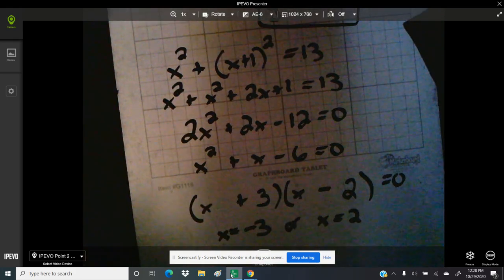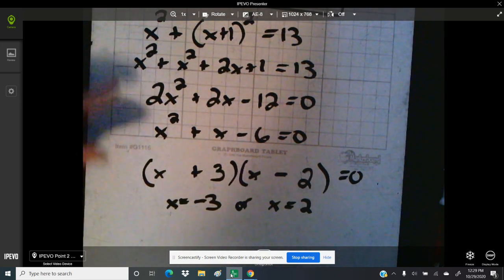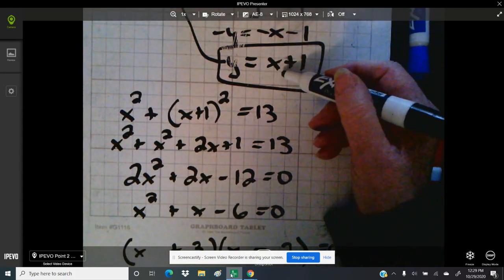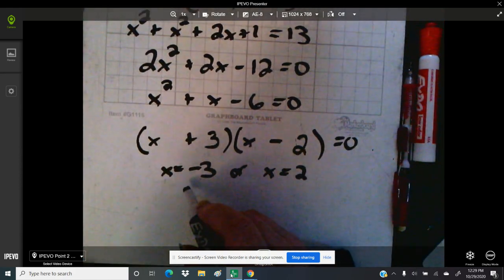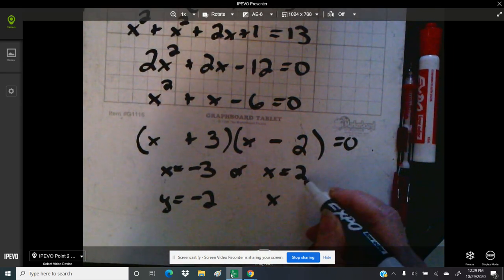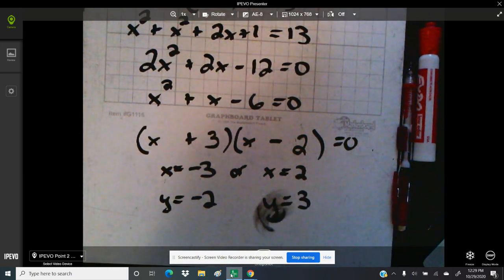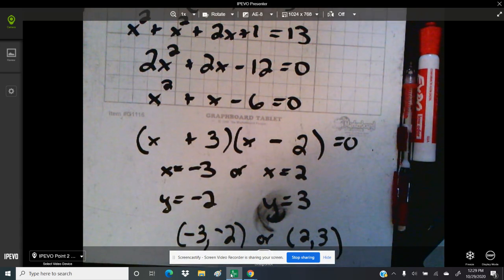But if you remember, this is a simultaneous equation, so I have not only x, but I have y. So if I go all the way back up to the beginning, I'm going to substitute x into this equation and get a y. So x plus 1, so this is negative 3 plus 1, so y would be negative 2. x plus 1, if x is 2, then y would be 3. I'm going to write my answer as an ordered pair, so negative 3, negative 2, or 2, 3.